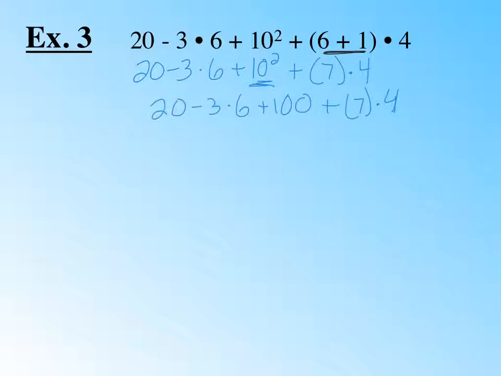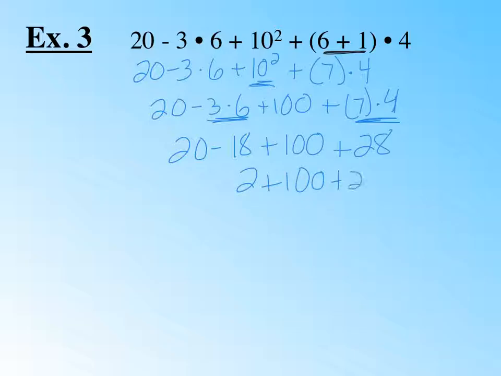And next I have some subtraction, multiplication, addition, and some more multiplication. I'm going to do my multiplication, and I know I have to do all multiplication before I can do any addition. And since in between the 3 times 6 and the 7 times 4 is all addition, I can actually do these in the same step to save myself some room from writing. You can do this in 2 steps if you want, but again, because of that separation of the plus signs, it's okay to do both of those. And last, I'm just going to go ahead and add and subtract from left to right. So I'm going to get 2 plus 100 plus 28, and my final answer should be 130 here.